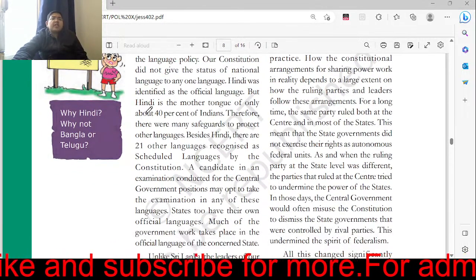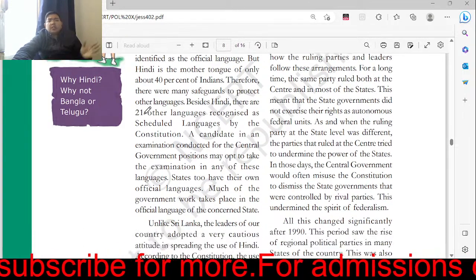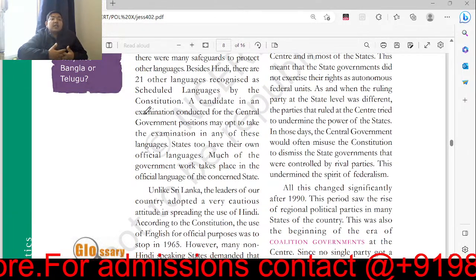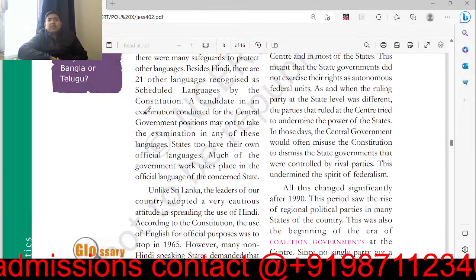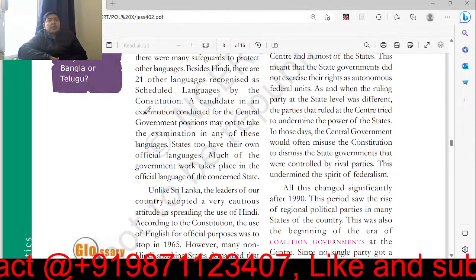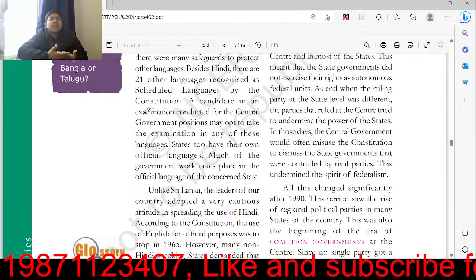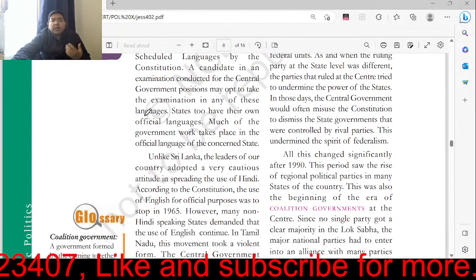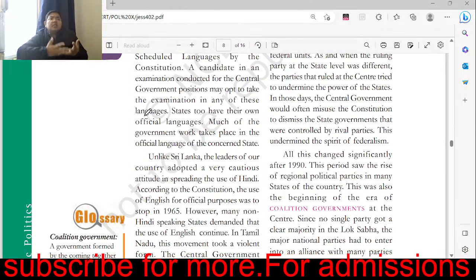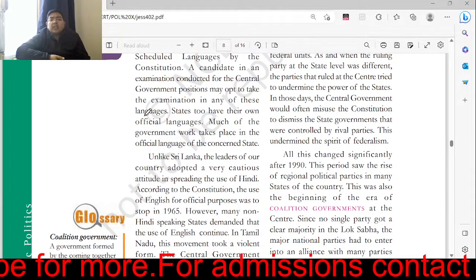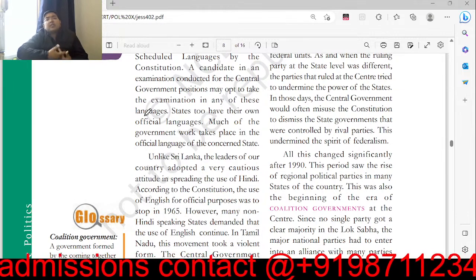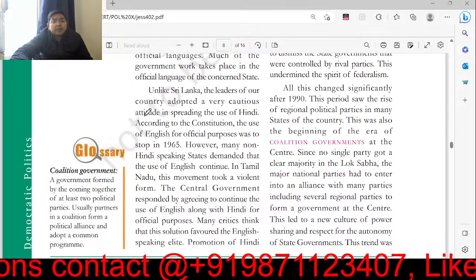But all these things have changed post the economic reforms. If you see the politics after 1990, you have seen a consistent rise of regional parties in India, and this has also led to the beginning of the coalition era. Coalition era means that no single party has the power to form government. They are not able to secure a majority in Lok Sabha. That means the national parties have to enter into alliances with the regional parties, and they have to give them some kind of freedom in their states to form their policies.